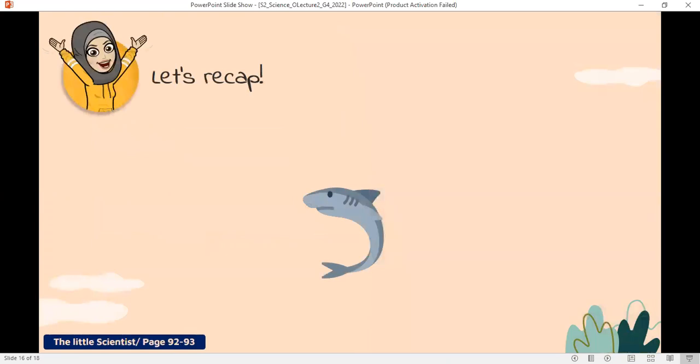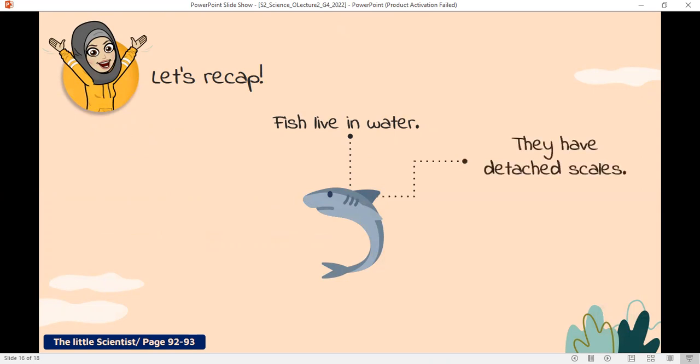Let's recap. This is a quick revision. What makes an animal a fish? First of all, fish are animals that live in water. They cannot live outside water. They have disconnected or detached scales covering their bodies. They breathe with their gills. Water enters their body through the mouth. The gills take the oxygen from the water, and then water goes outside their body through the gills opening.